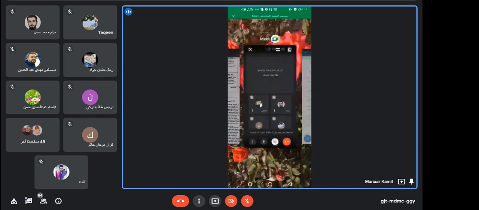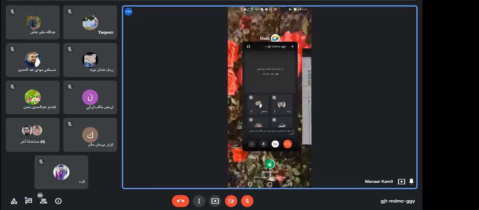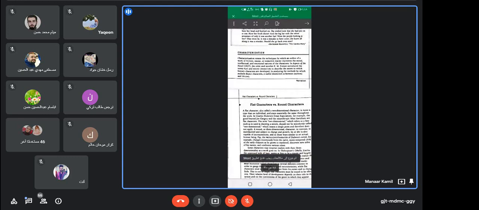Now let's move to characterization. Characterization means the technique by which an author of a work of fiction, drama, narrative, or poetry represents the moral, intellectual and emotional nature of the characters. يعني the author of the work، الكاتب سواء novel أو drama أو poetry، يمثل the moral والintellectual والemotional nature of characters. بس هذه تاخذوها.